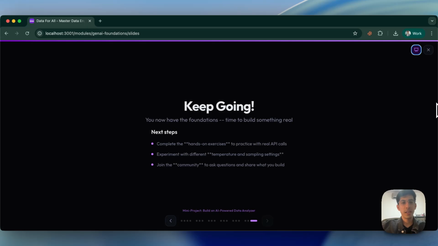And that is a wrap on GenAI Foundations. You now understand the core building blocks of how large language models work, from tokens and embeddings all the way to structured outputs. This is not just theory; these are exact concepts you need to build real AI-powered applications. Now, here's what I want you to do next. Please go try the hands-on exercise in the platform. It will let you play with actual API calls, experiment with different temperature settings, and try building something that pulls everything together. The best way to learn this stuff is by doing it.